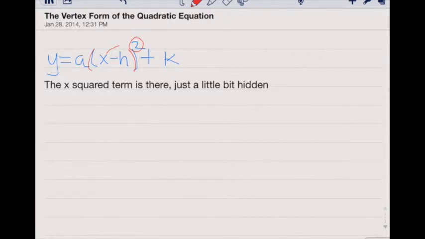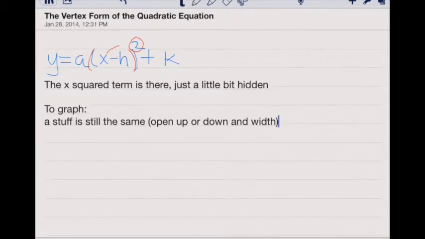Let's move on to graphing. The a stuff is still the same, and it's still going to tell us in exactly the same way whether it opens up or down, and its width. So I'm going to move on from there.